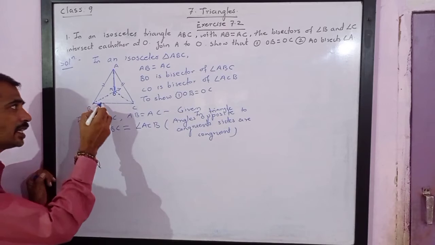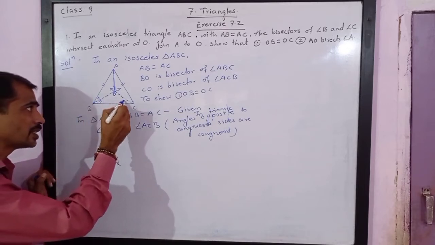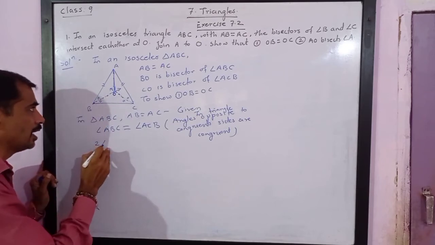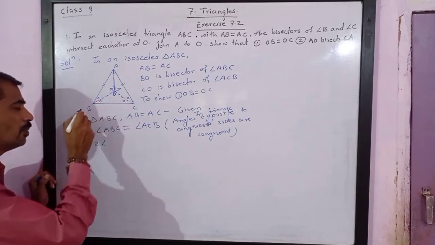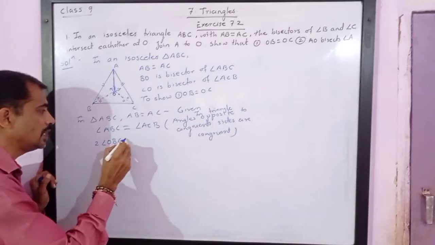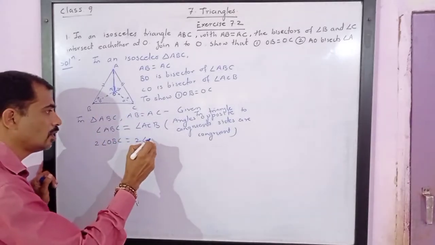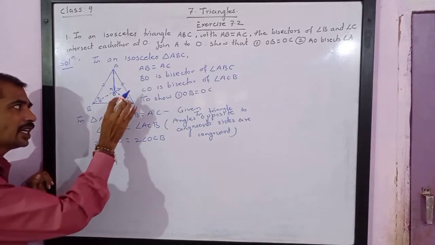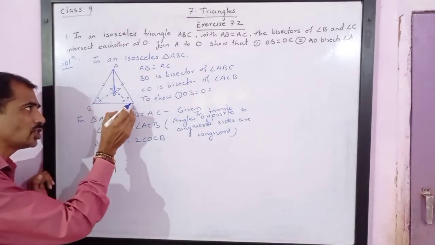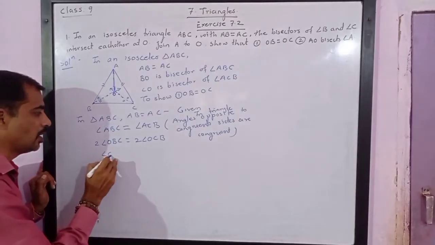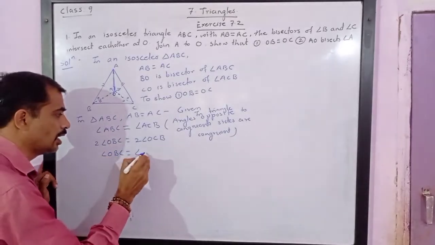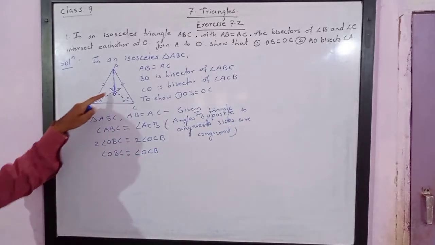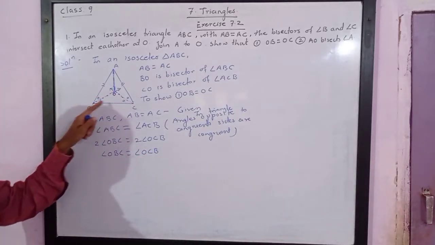Now these are bisectors. Please note, these are bisectors. So if angles are congruent, we can say that twice angle OBC is equal to twice angle OCB. Please note, since it is a bisector, it makes two equal parts, so I can take this as 2 times. It means angle OBC is equal to angle OCB.